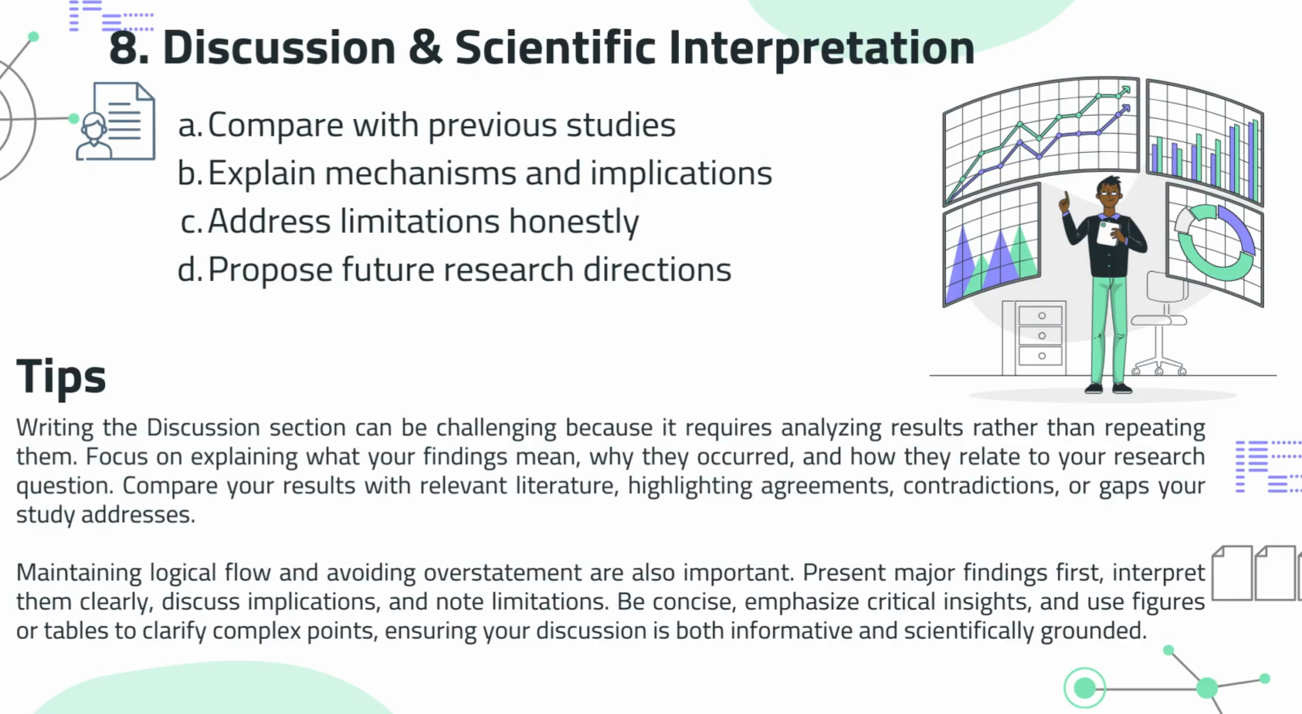2. Explain mechanisms and implications. Now, go deeper. Interpret your major findings and explain the possible biological, chemical, physical, or theoretical mechanisms behind them. For example, what pathway could explain the observed increase in gene expression? What environmental factor might have influenced the results? What theoretical model supports your findings?